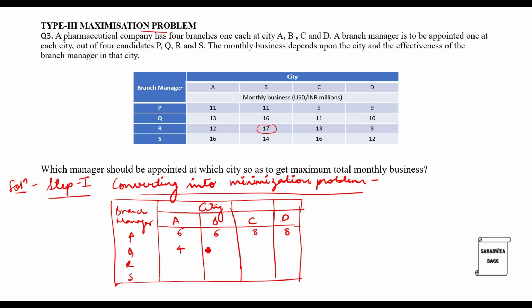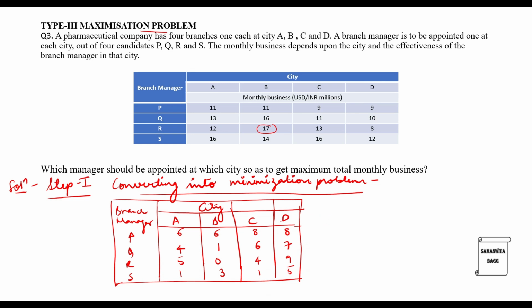17 minus 13, 17 minus 16, 17 minus 11, 17 minus 10. Same way 17 minus 12, this is 17 minus 17, 17 minus 13 and 17 minus 8. This is also to be calculated. So that's how you get these values.